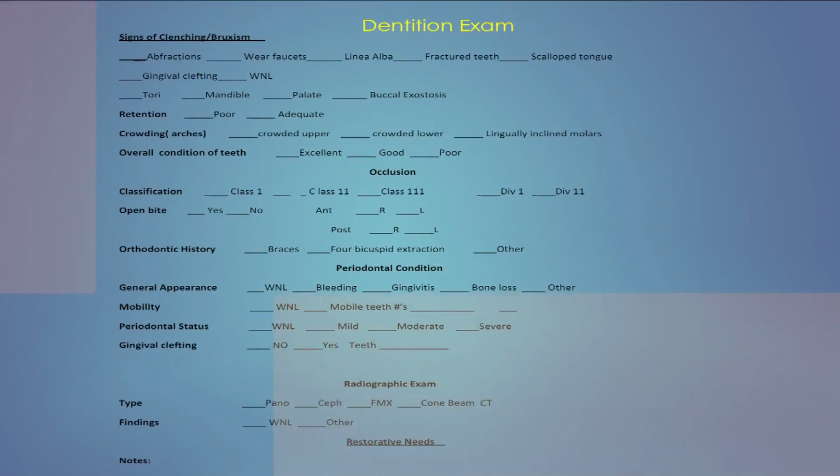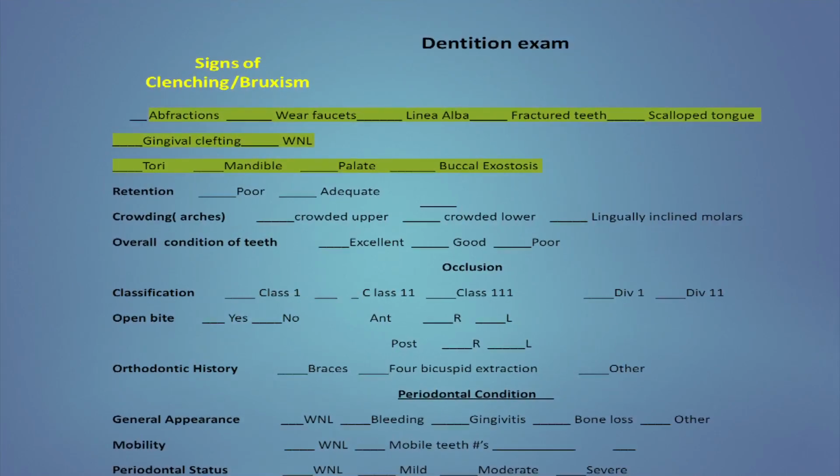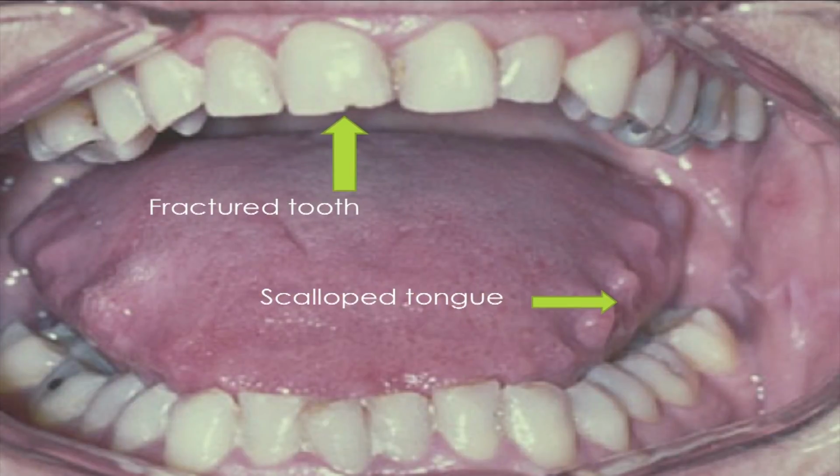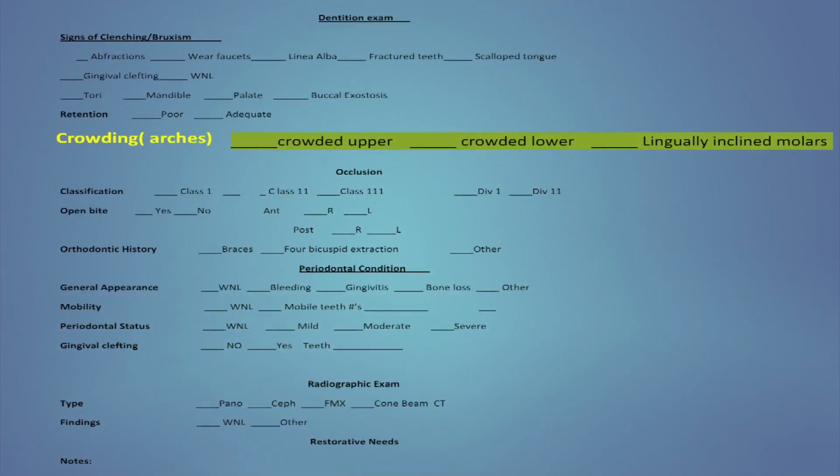Dentition exam. Part of that is signs of clenching and bruxing. We look for abfractions, wear facets, linea alba, fractured teeth, scalloped tongue. Here we see a scalloped tongue and fractured teeth. These need to be recorded. We look at the arches. See if the arches are crowded or not. Crowded arches can indicate a smaller airway.